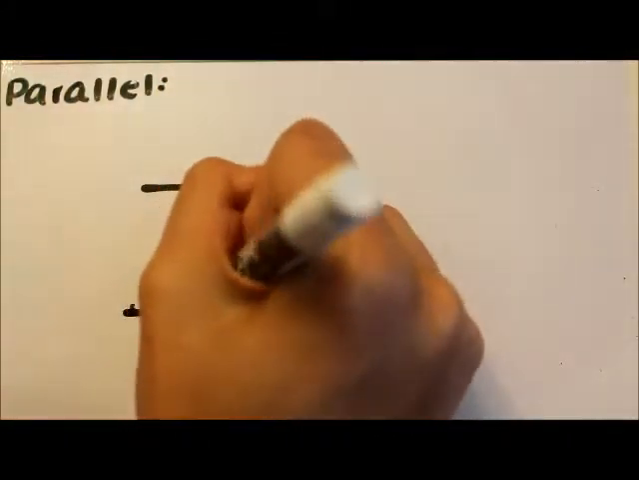However, circuits are rarely this simple. They often contain many resistors which can be placed in one of two ways. The first is known as parallel, which looks like this.